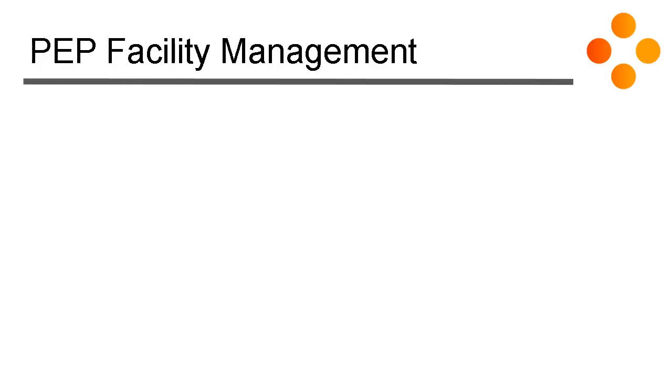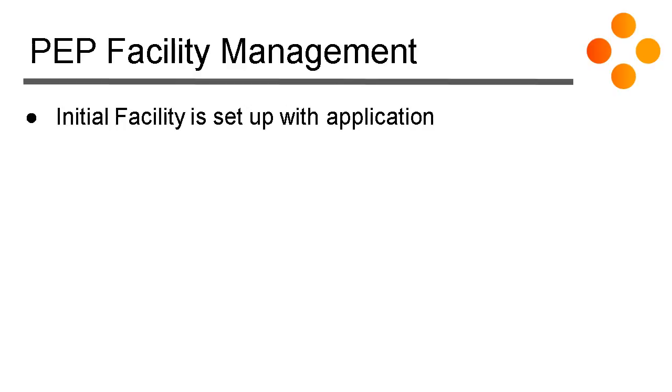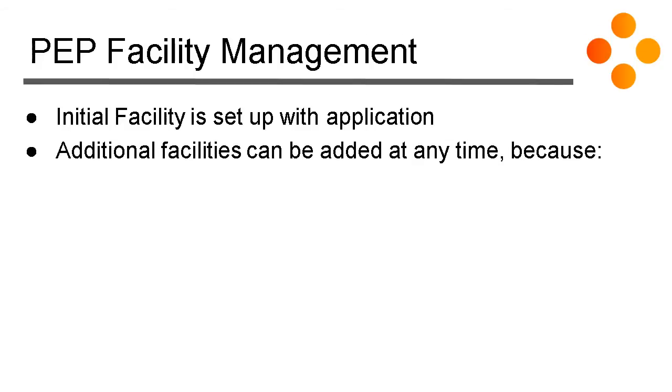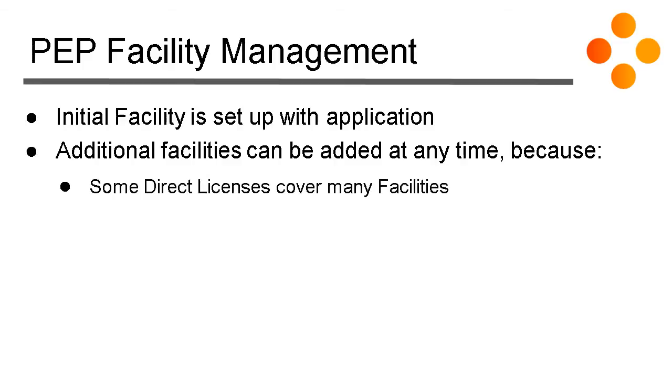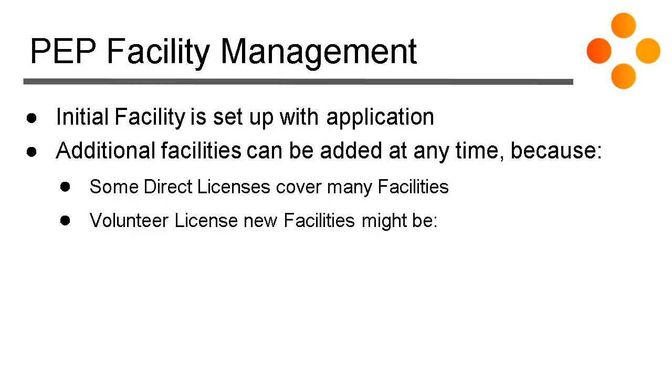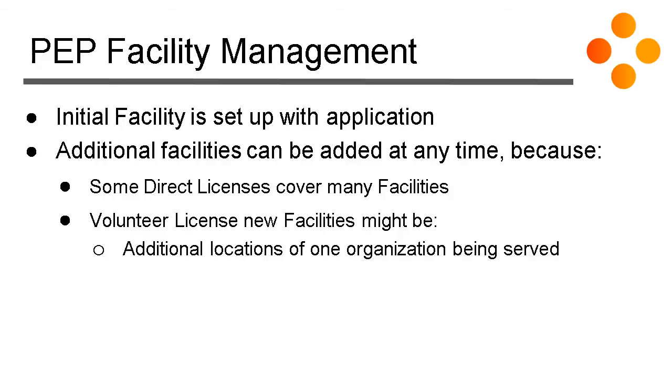The application automatically sets up one facility, and for many licenses, that's all that's needed. But you have the option to add facilities at any time, because some direct licenses involve many facilities, and for a volunteer license, new facilities might be additional locations of one organization, or might be a new organization that has agreed to host PEP courses. There's no approval cycle for new facilities.